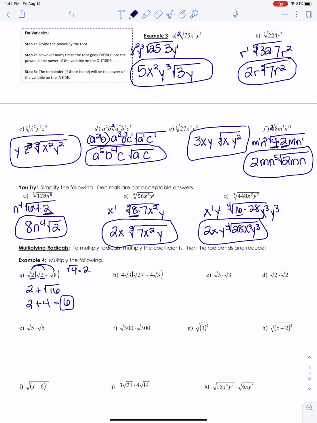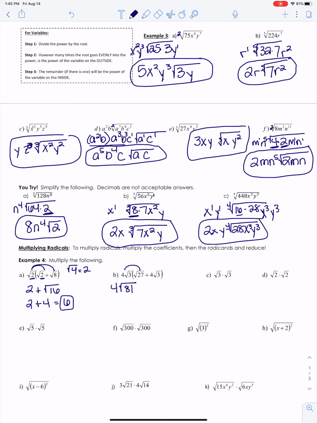Okay, so for B, what I always refer to is: multiply your outside numbers, multiply your inside numbers. So if we're doing 4 square root of 3 times square root of 27, 4 is the only outside number, so I'm just doing this one first. 3 times 27 is going to be 81.